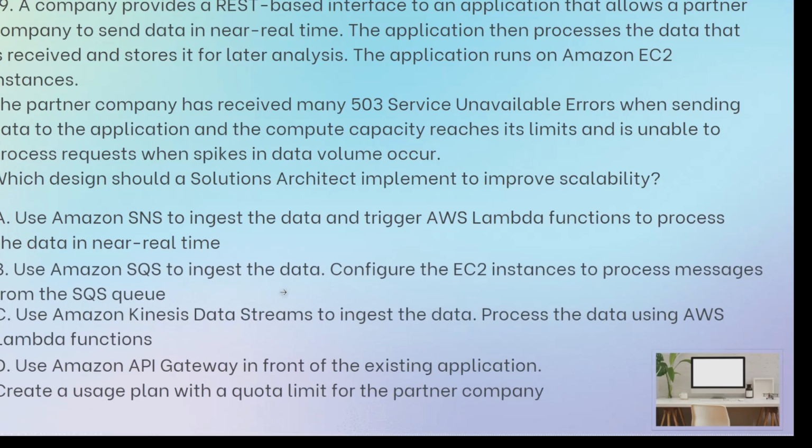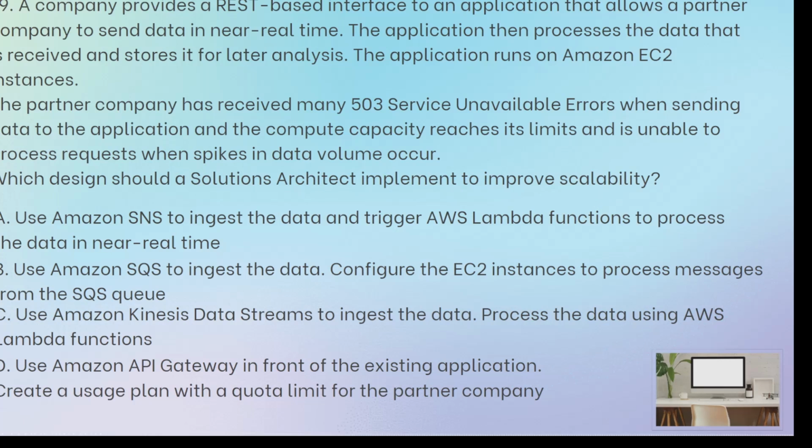Next question. A company provides a REST-based interface to an application that allows a partner company to send data in near real time. The application then processes the data that is received and stores it for later analysis. The application runs on EC2 instances. The partner company has received many 503 Service Unavailable errors when sending data to the application, and the compute capacity reaches its limits and is unable to process requests when spikes in data volume occur. Which design should a solutions architect implement to improve scalability?